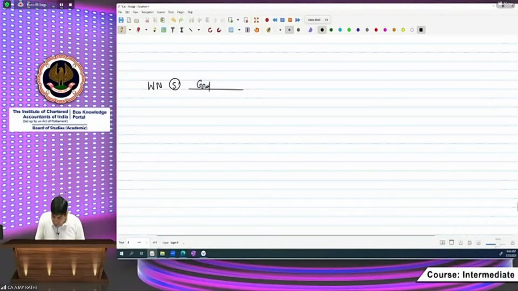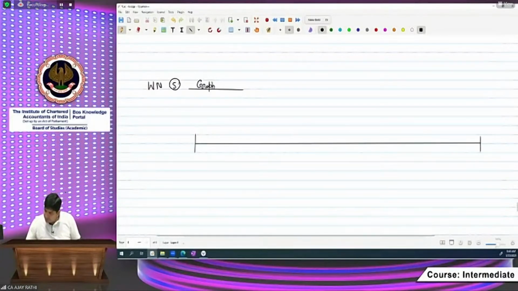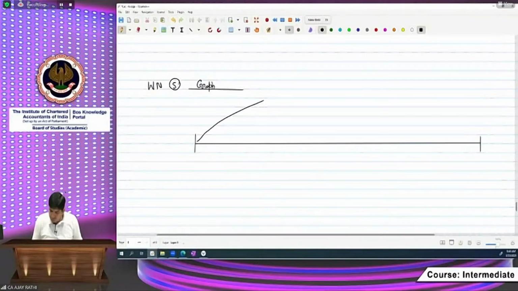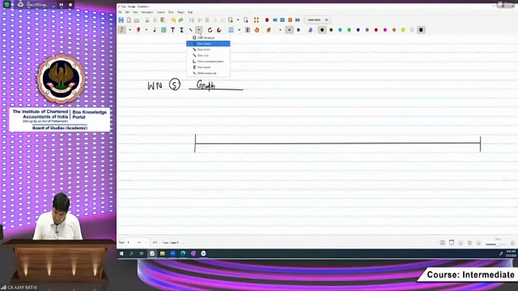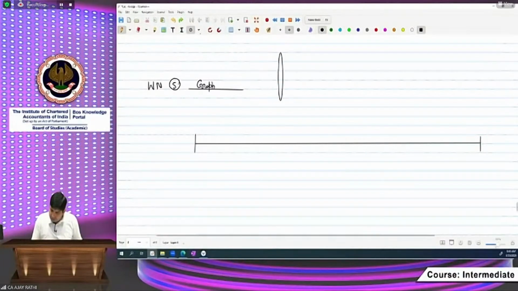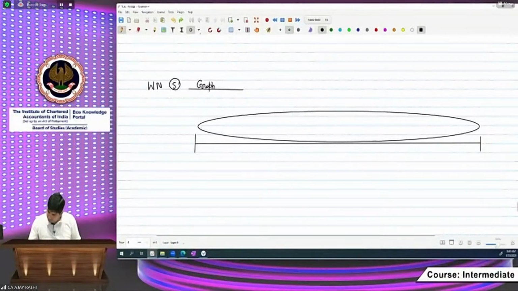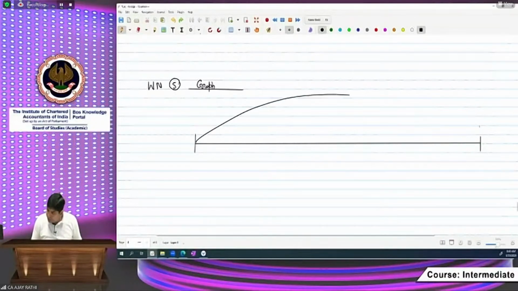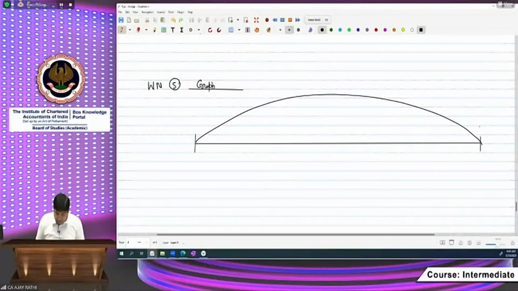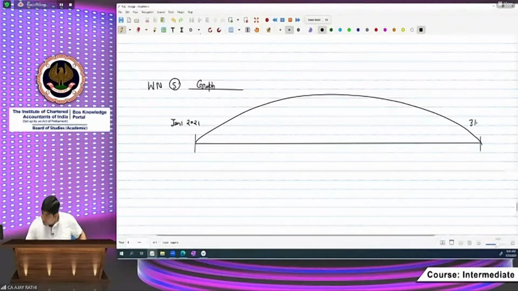There is the graph. This is the graph, and such belongs to the complete year. Okay, beta. And what is the initial date? January 1st, 2021, as per the question. Okay. And what is the ending date? That is 31st December 2021.